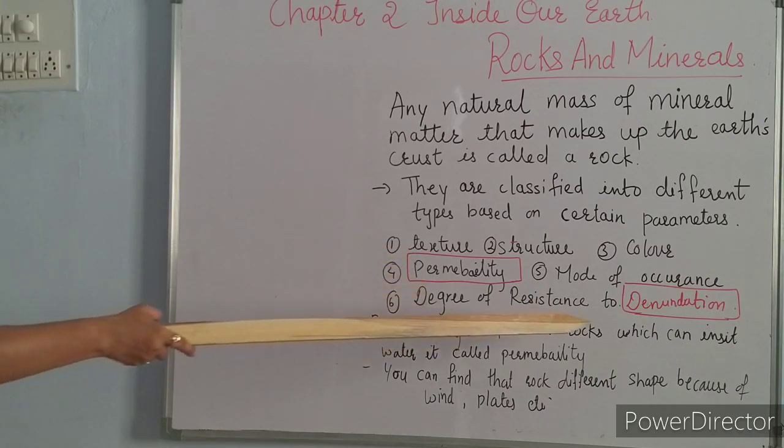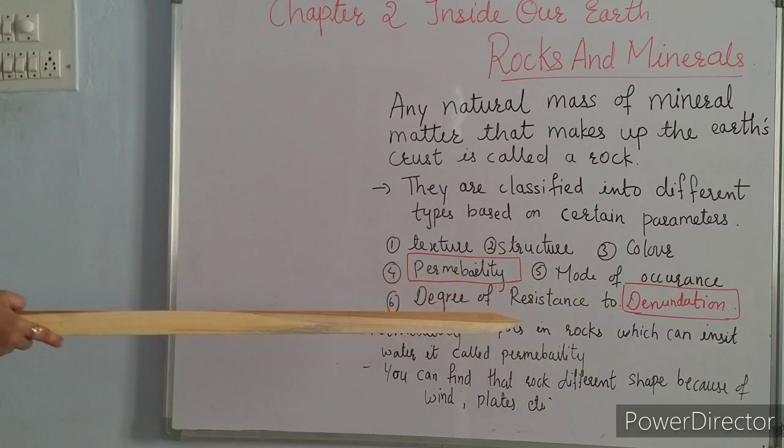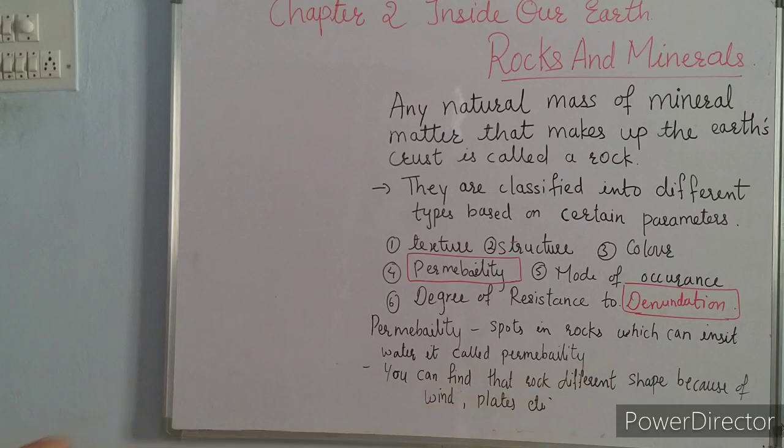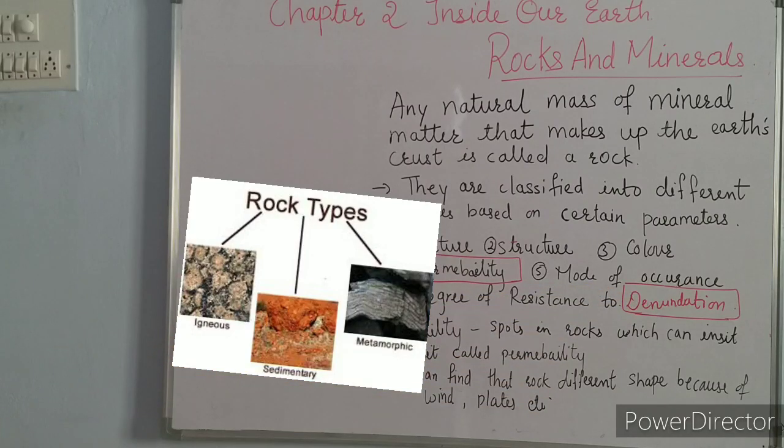And decantation means land, plateau, earth, what we studied last time. Decantation is where you find the shaping of the rock by the wind, by the ice, and even by the plates. That is called decantation. Degree of temperature is also considered.